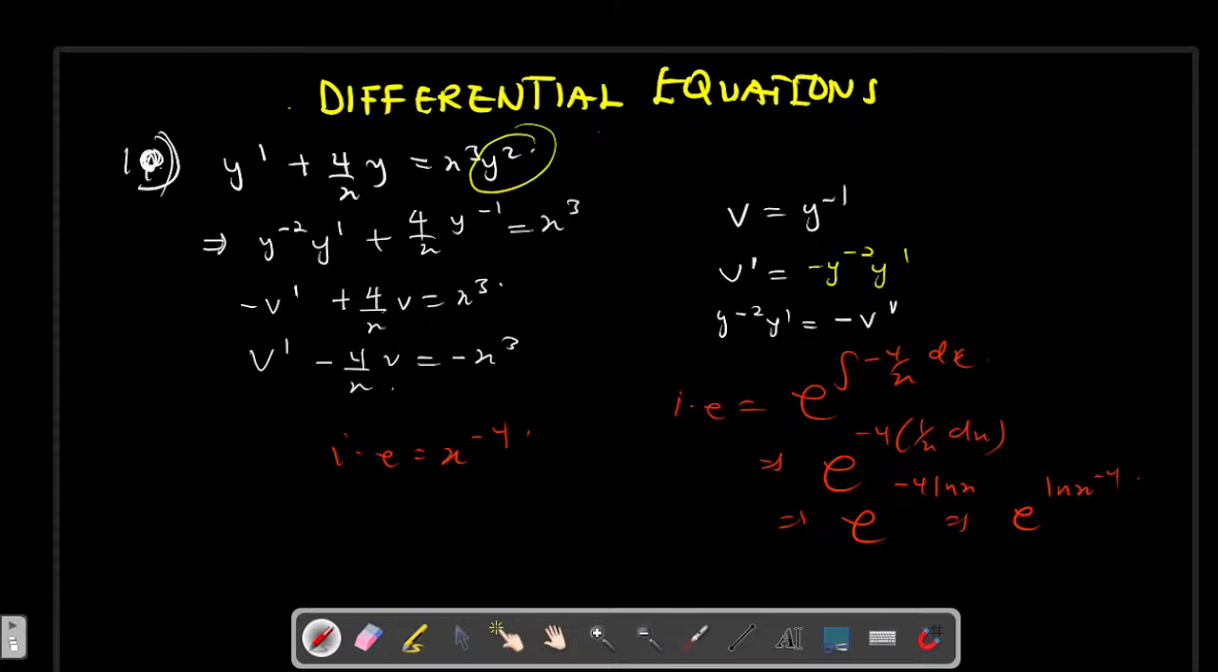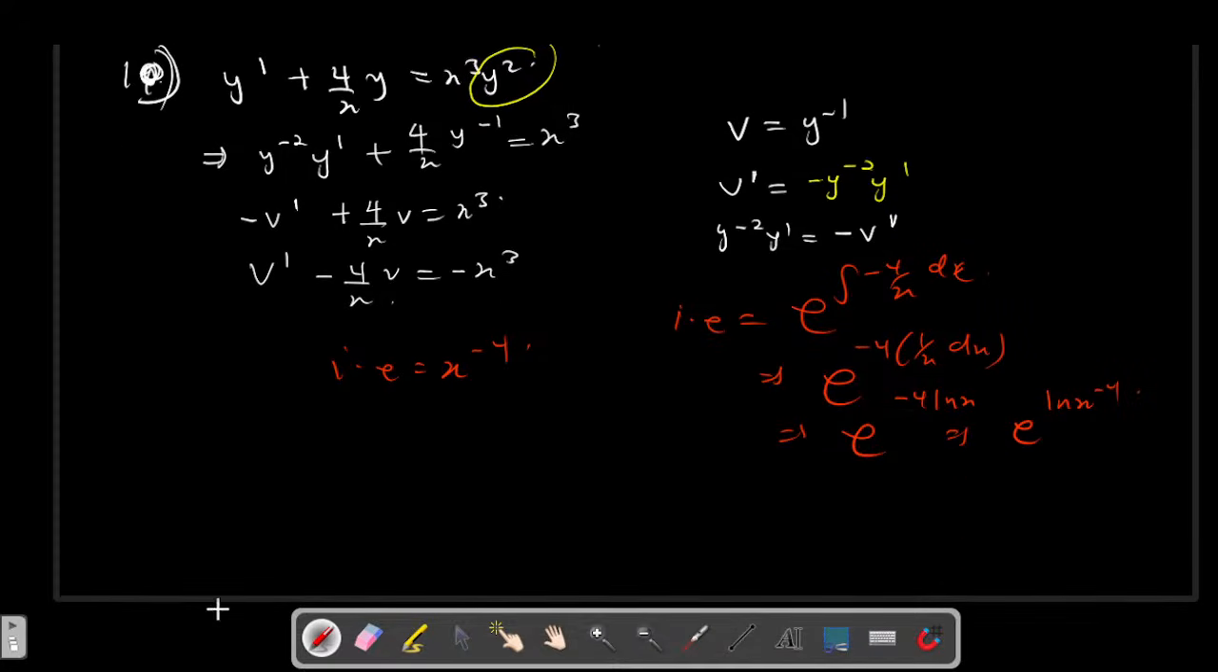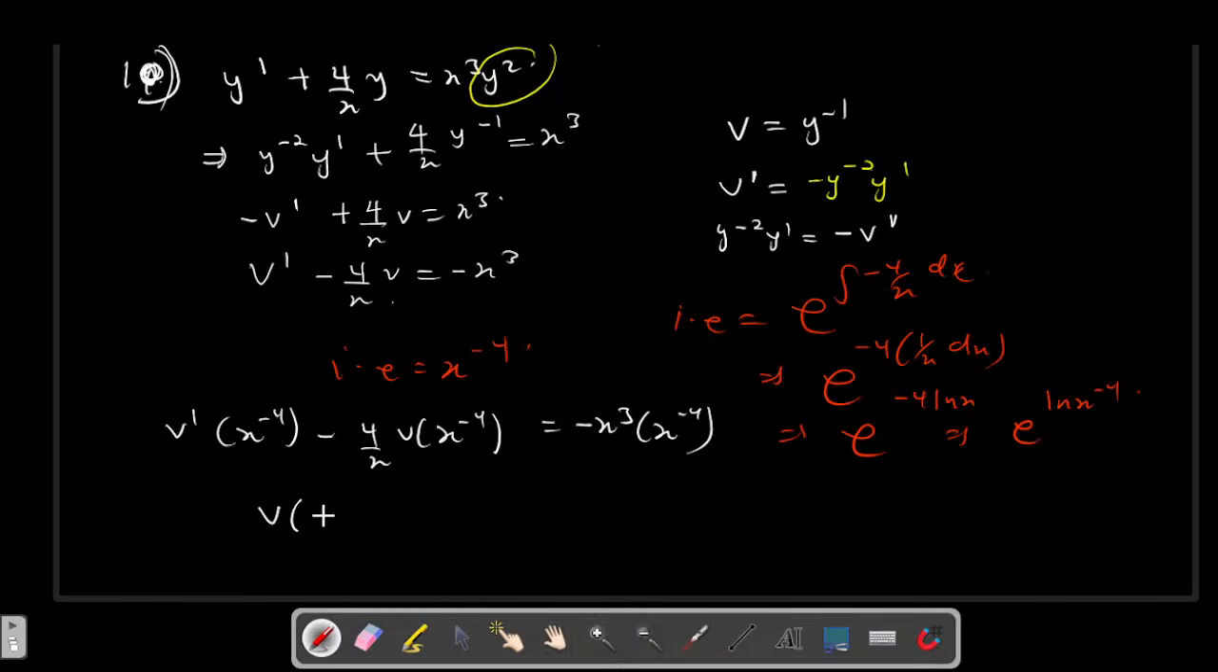Then at this point, you multiply through by your integrating factor. I'll have my v prime times x to the power negative 4 minus 4 over x v multiplying x to the power negative 4 is equal to negative x cubed times x to the power negative 4. And I said that whenever you are doing a linear differential equation and you reach this part, the next thing is you collapse this whole thing and you write v times your integrating factor x to the power negative 4, all prime, should be equal to what is on your right hand side. At this point, you add the powers. You'll have negative x to the power negative 1, if you clearly see.